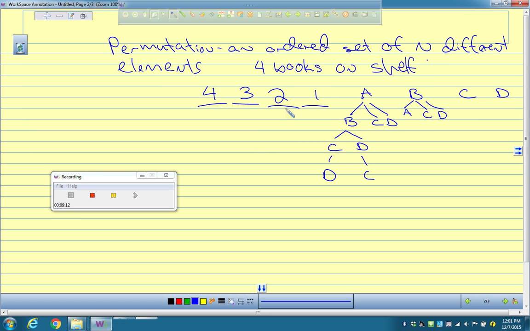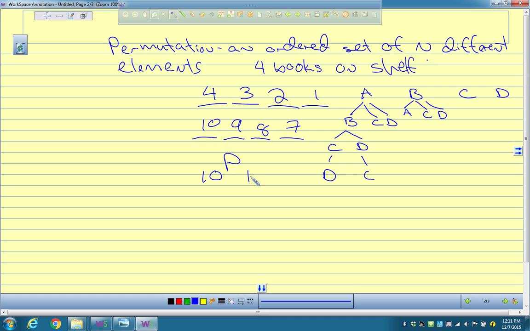What if I had 10 books and wanted to line them up on a shelf? 10 factorial. But if I only had 4 spots to put them, how many choices would I have? It would be 10 times 9 times 8 times 7, right? You have 10 choices for this book, 9 for this, 8 for this, 7 for this. That's known as 10 permutation 4.